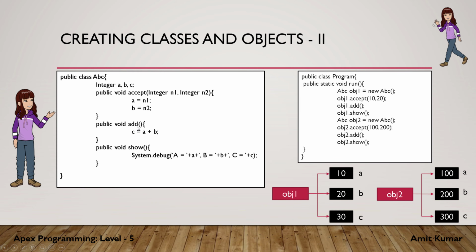So when the add method is called with obj1, then A and B of obj1 will be added and the result will be stored in C of obj1, and hence obj1.c is 30 and obj2.c is 300. And finally, when the show method is called by obj1, the A, B, C, that is 10, 20, 30, will be printed, and when obj2 will call the same show method, 100, 200 and 300 will be printed.